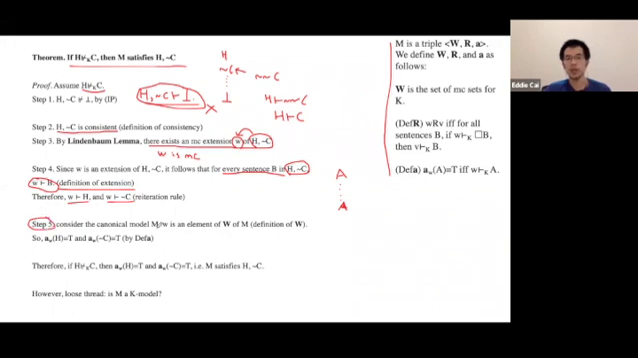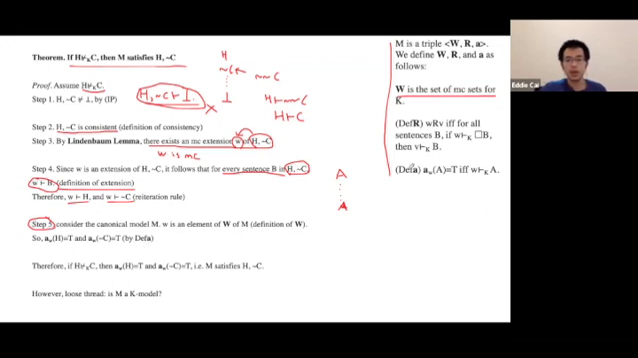Consider our canonical model M. We know that W is going to be an element of big W of M, since that just follows from the definition of W. W is the set of MC sets for K, and W is an MC set of K. So W is in W.